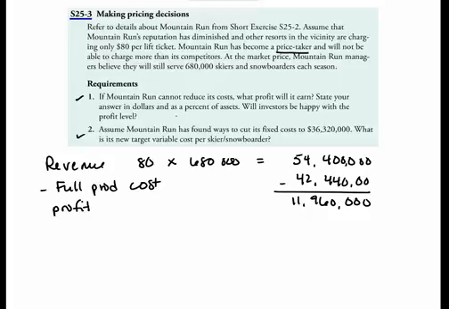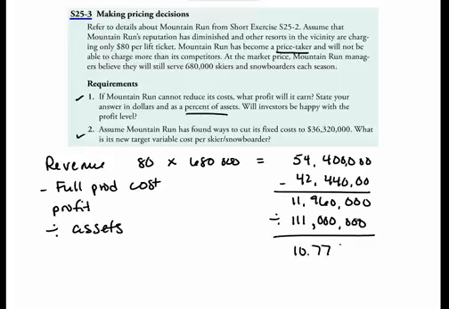They also want this as a percent of assets. So we would divide that by the assets, divided by 111 million in assets, gives us a 10.77% return on assets. Will the investors be happy with that? No, they will not be happy. They want a 12% return, and we're giving them less than 11, so they will not be happy.